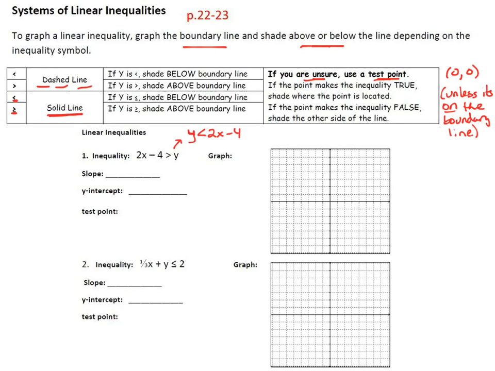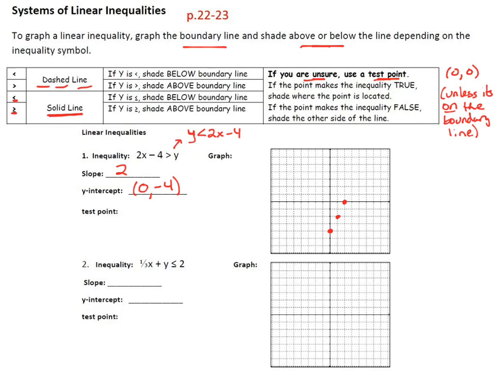So now we're in slope-intercept form, and we can see that we have a slope of 2. Y-intercept is at 0, negative 4. So we're going to start by graphing that boundary line just like we would the equation y equals 2x minus 4. So starting at negative 4 on our y-axis, we put our point. And then using our slope of 2, we're going to count up 2 to the right 1, up 2 to the right 1, and get a couple of points there.